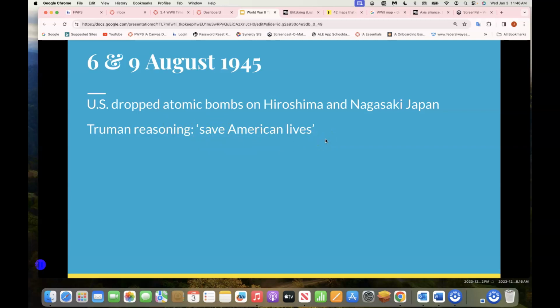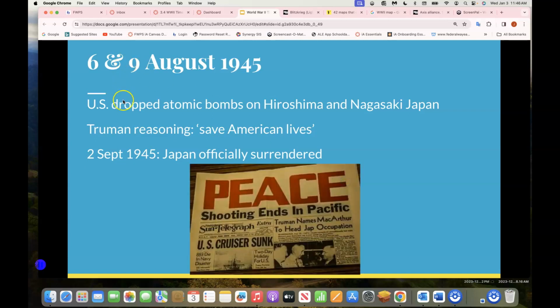Remember, you are always connecting back to, should the United States intervene in world affairs? On the 2nd of September, Japan officially surrenders. So look at the timeline there. The 6th and the 9th of August is when the bombs are dropped. It takes the rest of the month into September for Japan to officially surrender.